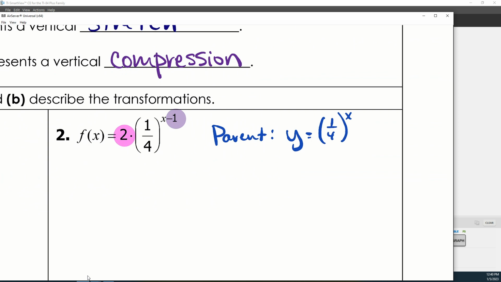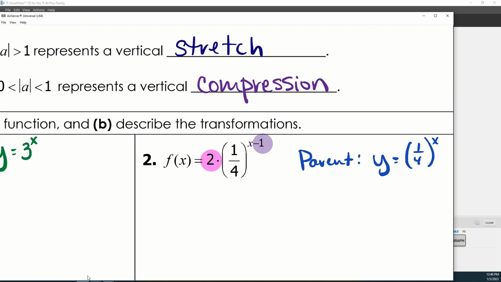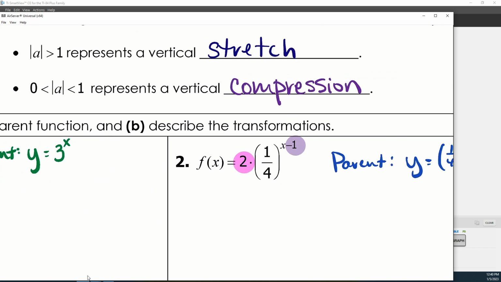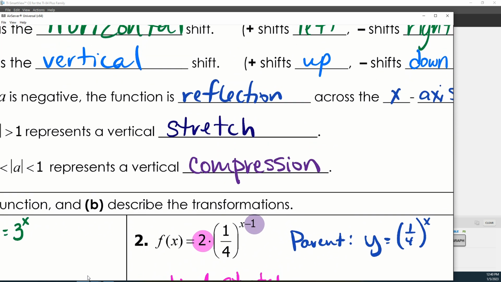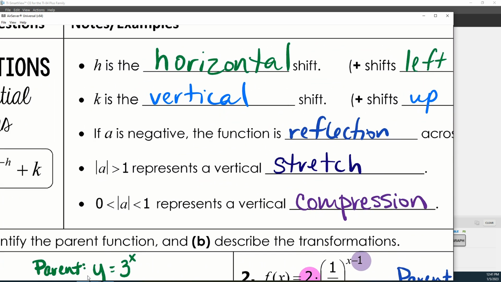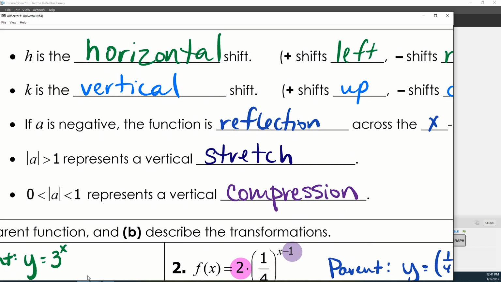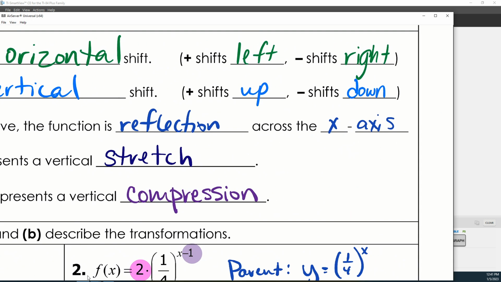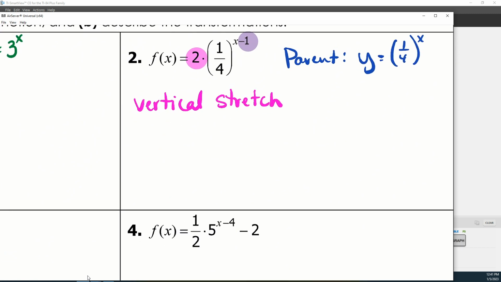a stretch or a shrink? A stretch or a compression, I should say. The 2. Stretch. So we'll have a vertical stretch. All right, what do y'all think about the -1? So it's subtracting inside, which is going to shift to the right. So right 1.